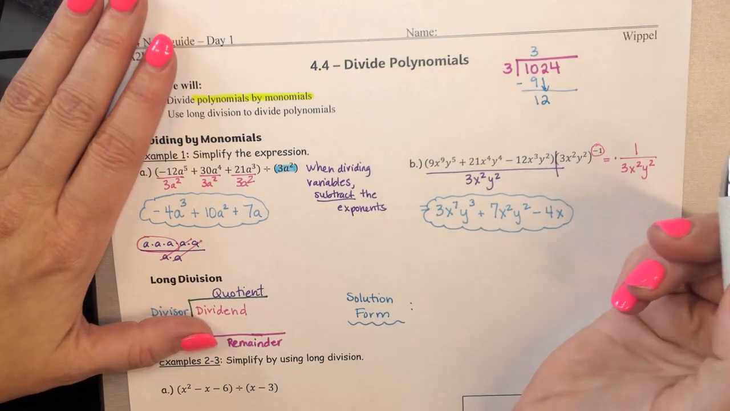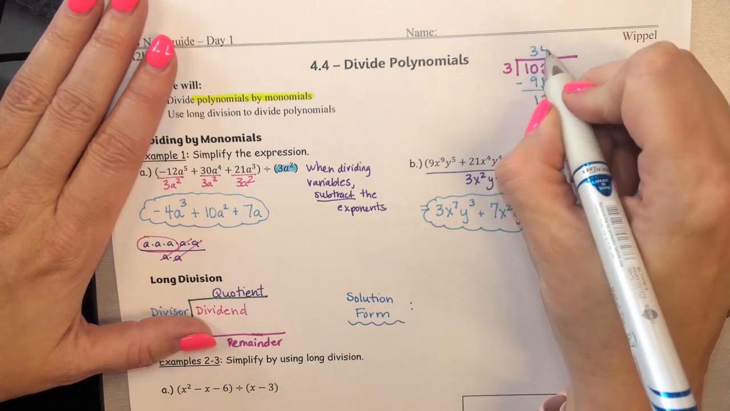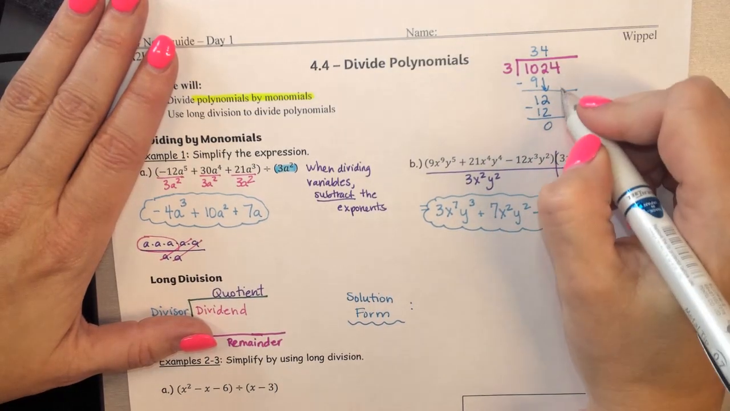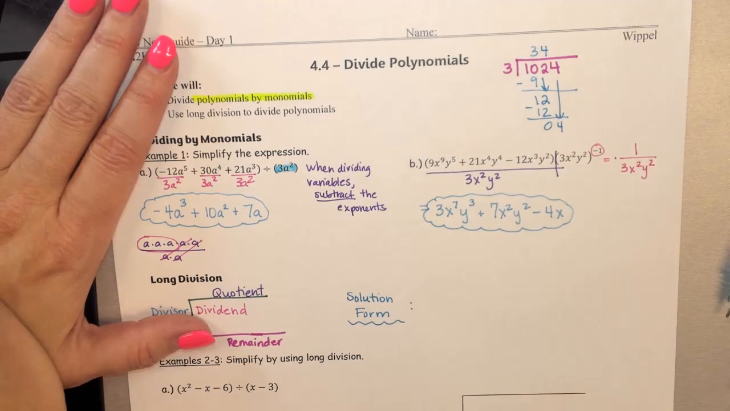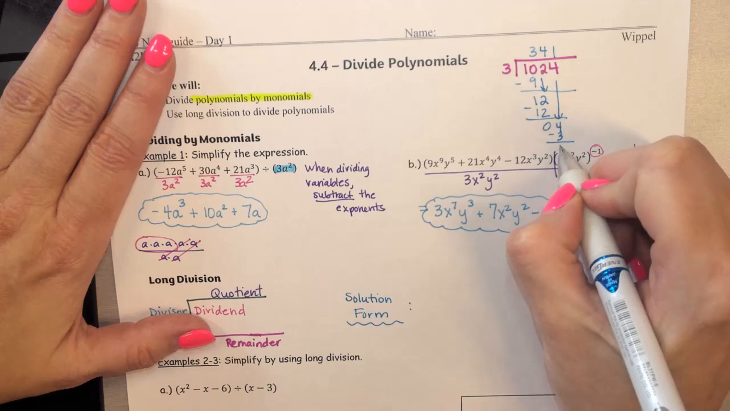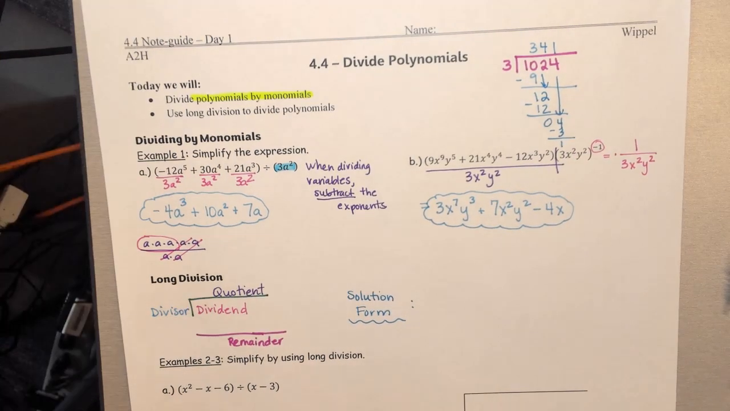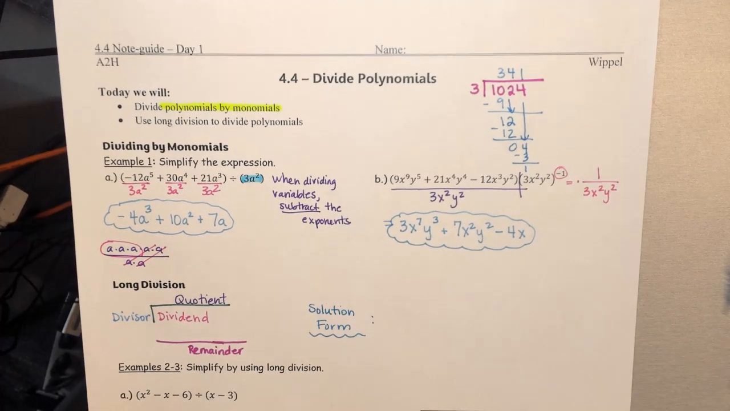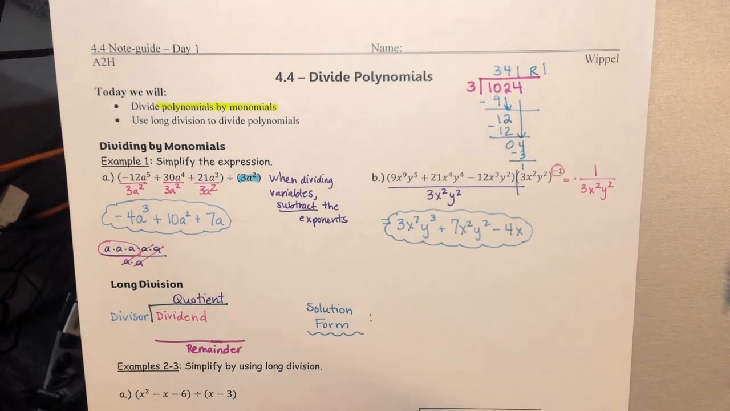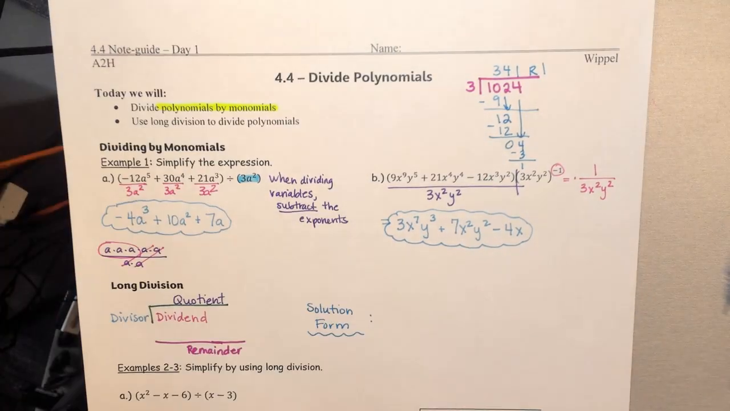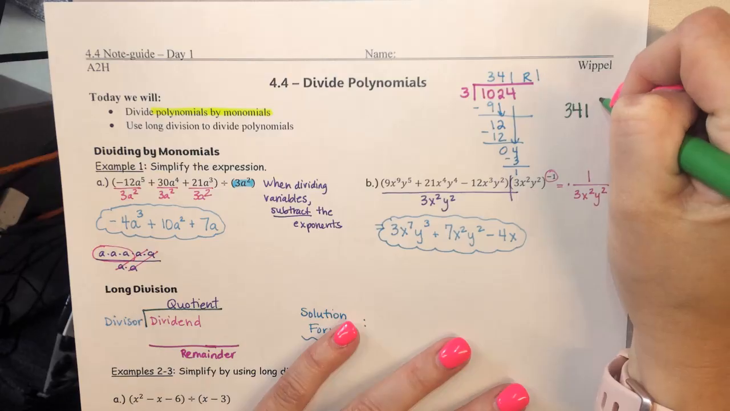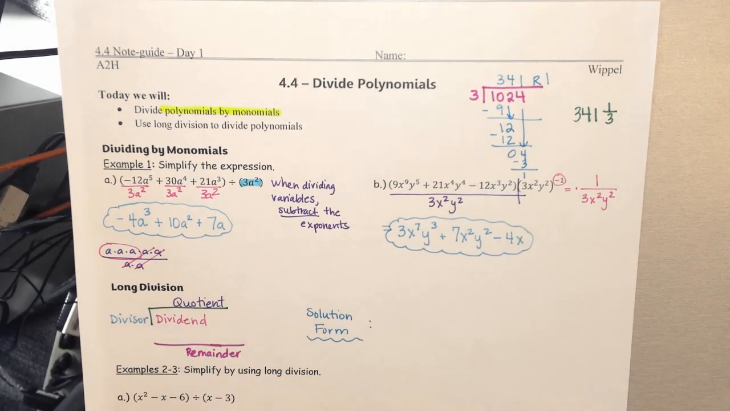Now we say, how many times does 3 go into 12? 4 times. We multiply, we subtract. Doesn't go into 0, so we bring this down. 3 goes into 4, 1 time. We multiply, we subtract. And then there's no other numbers to bring down. So one way that you can write this, sometimes I was told to write it like this with the little remainder. Other times we would just write it as 341 and 1/3.